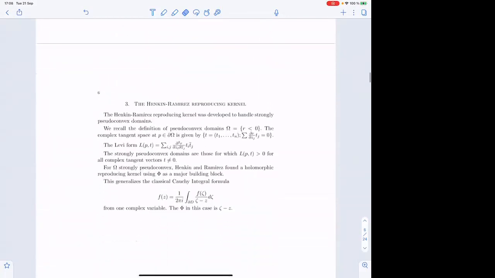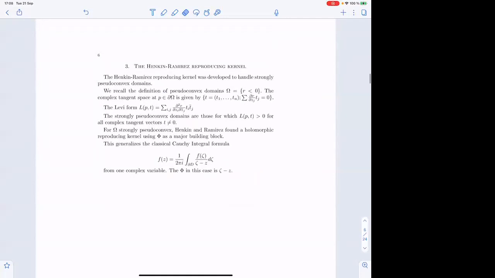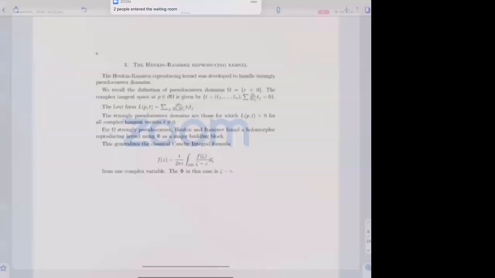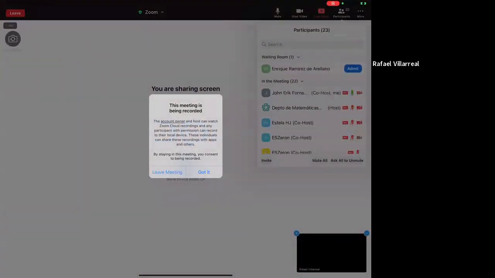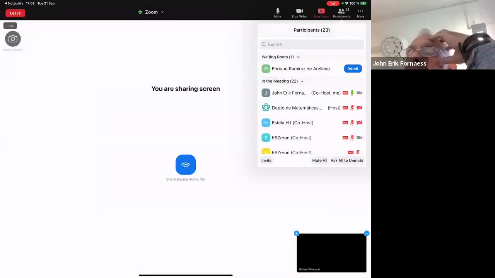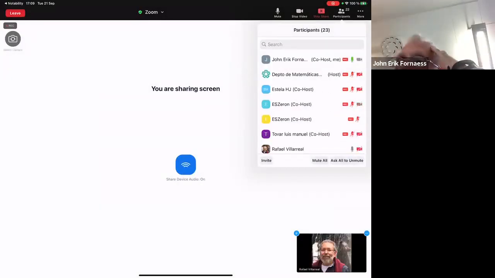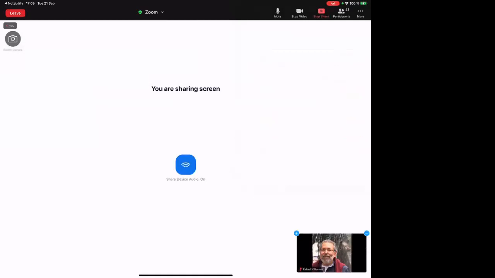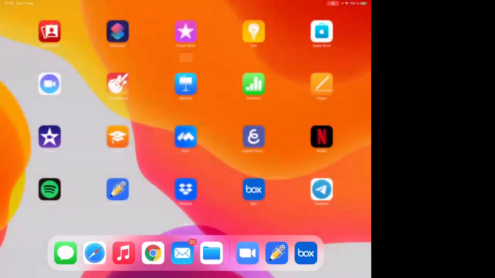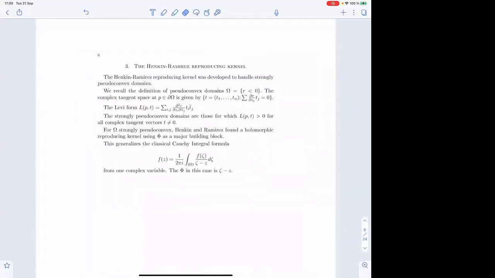Okay, so now the Henkin Ramirez reproducing kernel was handling the strongest pseudoconvex case. So let me just recall the definition of this business. So the definition of pseudoconvex domain. Oh no, what happened? Okay, I'm back, I guess.